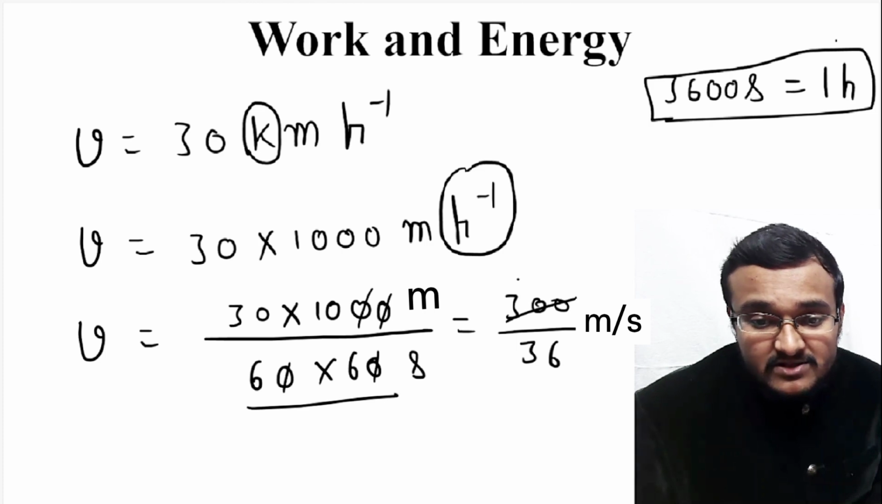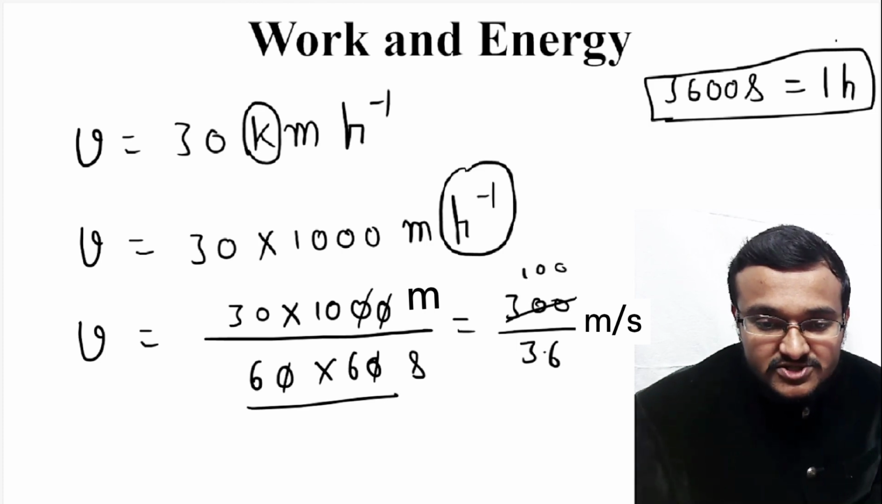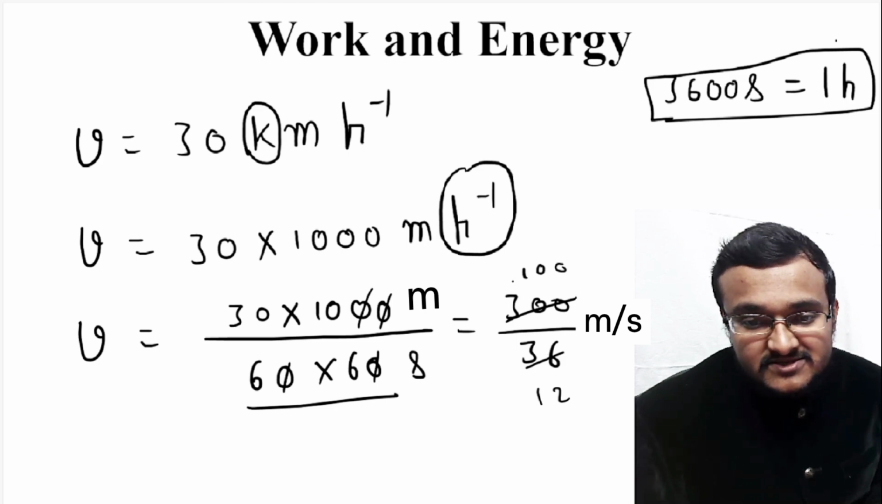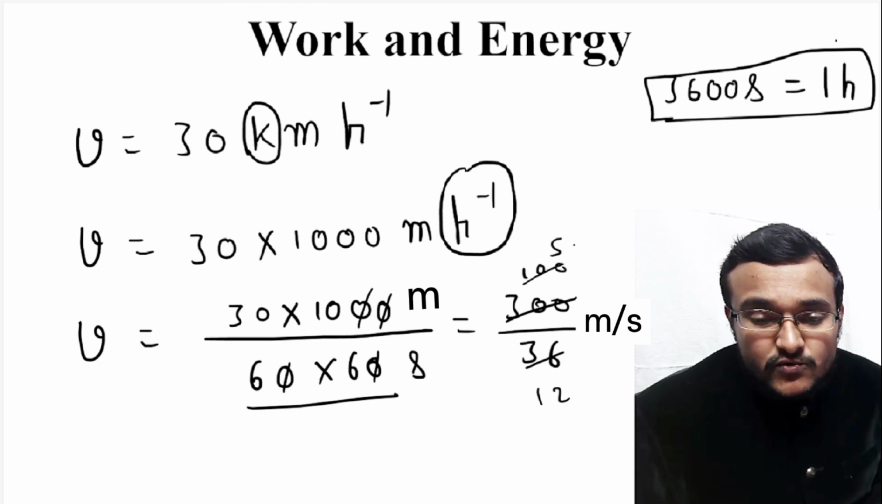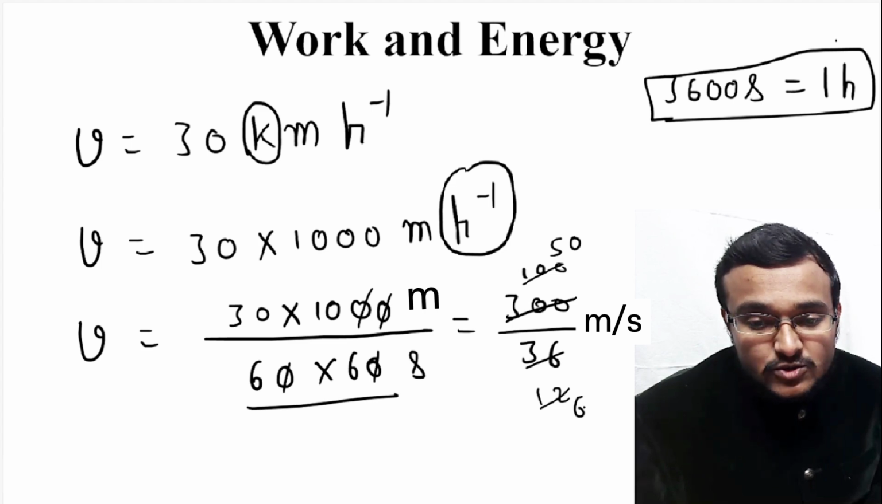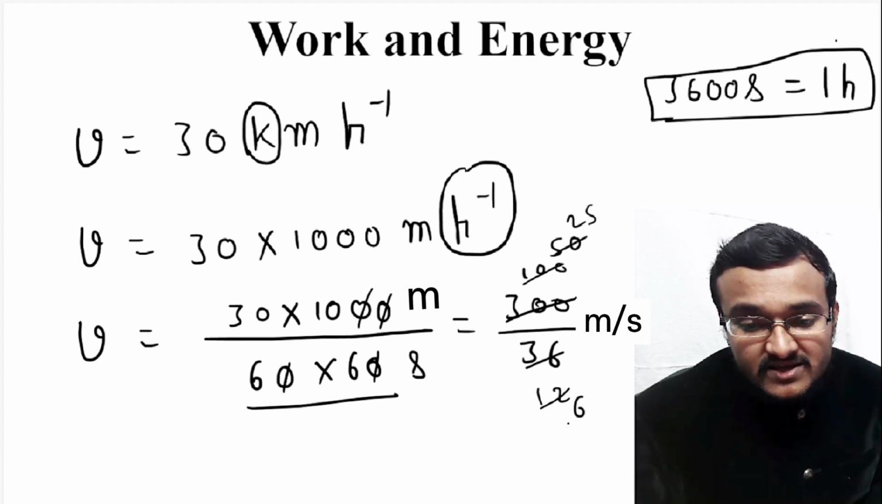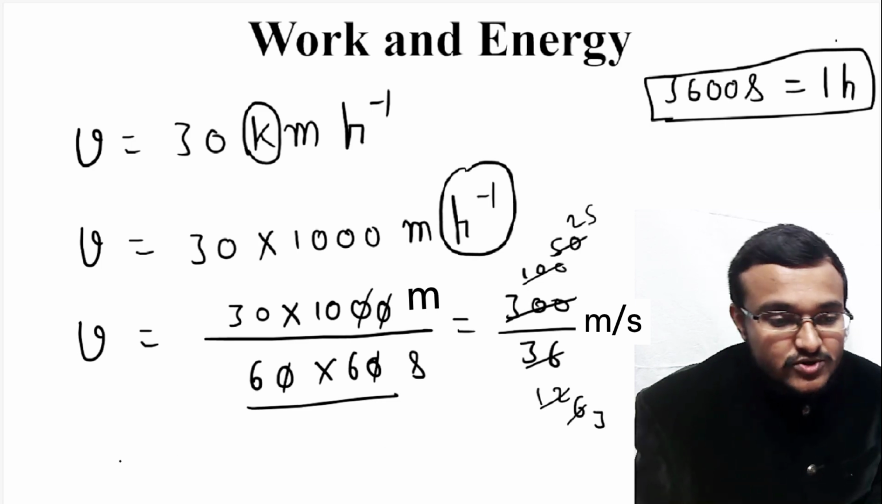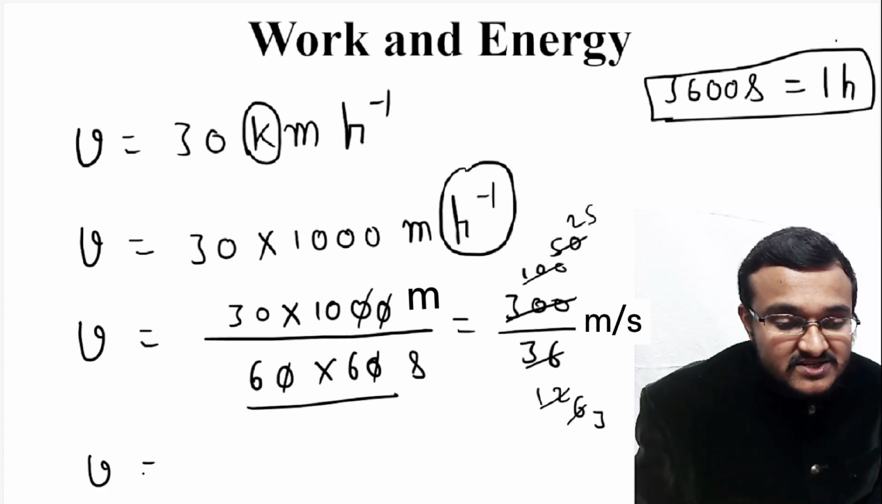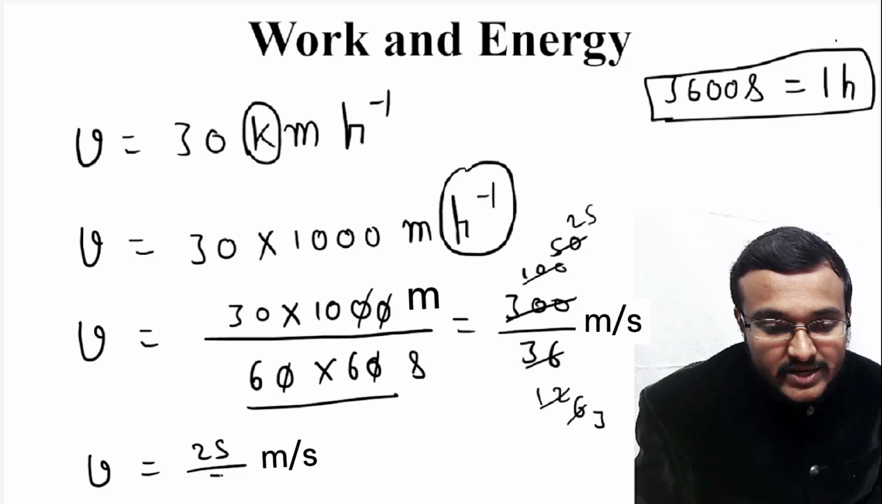So now 3 ones are 3, 0, 0 will be remaining. Here 3 ones are 3, 3 twos are 6. Here 2 5s are 10, 0 will be remaining. 2 6s are 12. Again this can go with 2, 2 25s are 50. Here 2 3s are 6. So you are getting initial speed as 25 by 3.